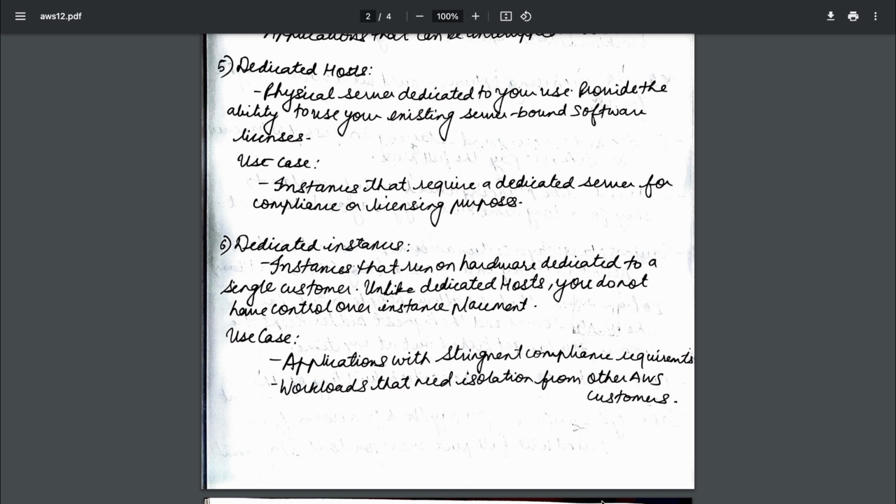So dedicated instances run on hardware which is dedicated to a single customer. Okay, please note here the keyword is dedicated to a single customer. So unlike a dedicated host, you do not have control over the instance placement, right? And it is ideal for applications which have stringent compliance requirements, and secondly that need isolation from other AWS customers. All right, hope you got the difference between both of them.